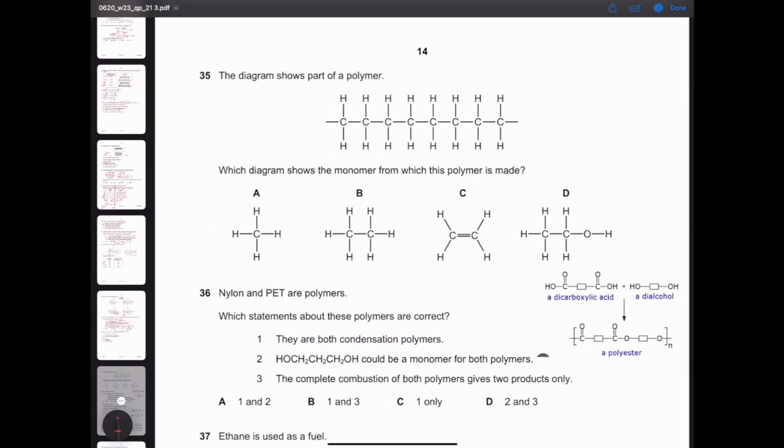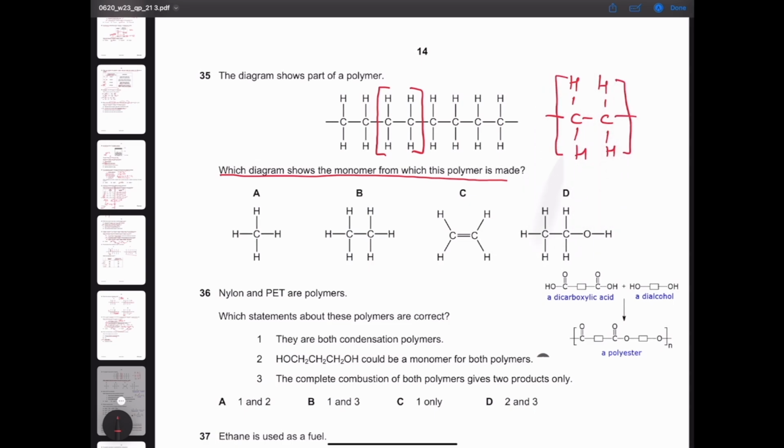Now, the diagram shows part of a polymer. Which diagram shows the monomer from which this polymer is made? See, first of all, we have to pick out the monomer, and you can see the carbon and hydrogens are repeating here. So you can pick any pair like this. If they were asking you for the repeating unit, your answer should have been this.